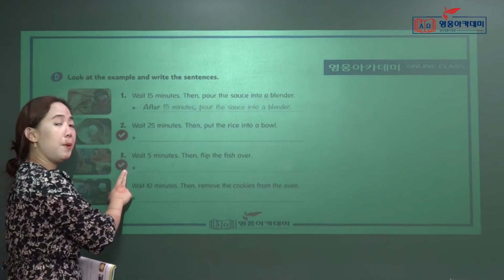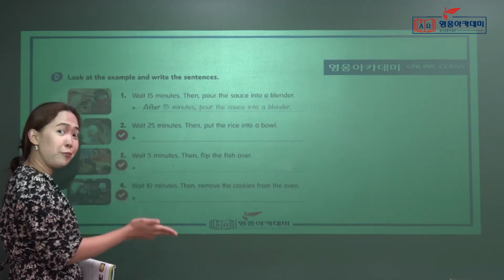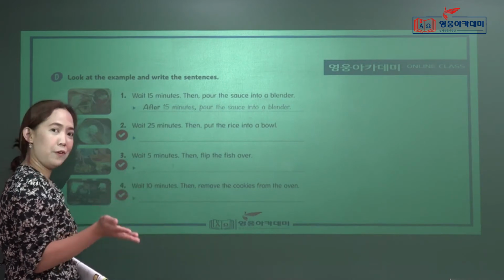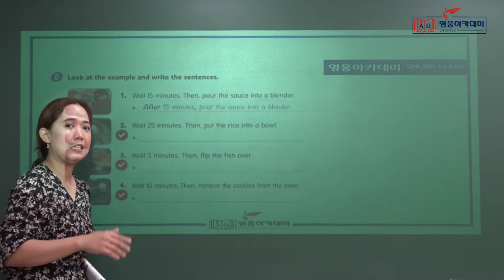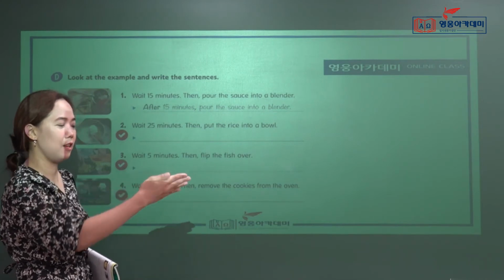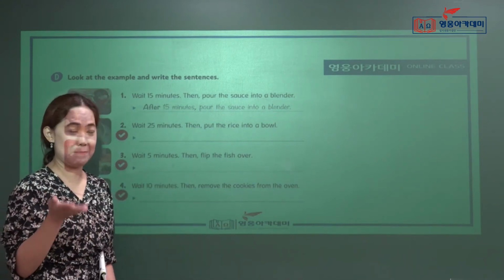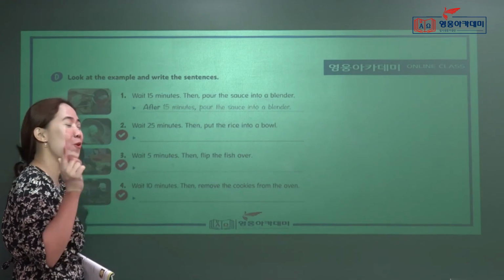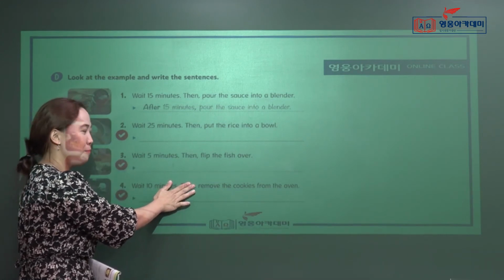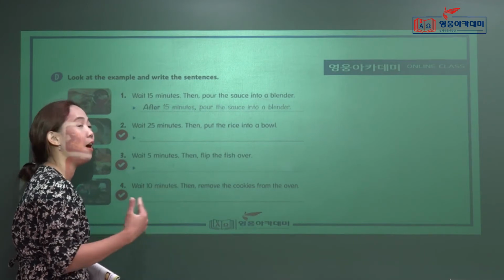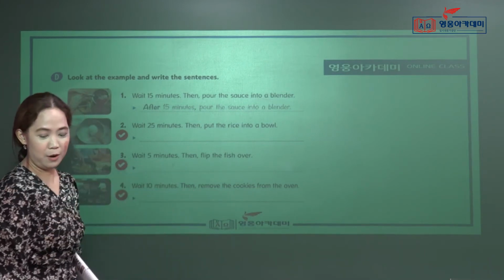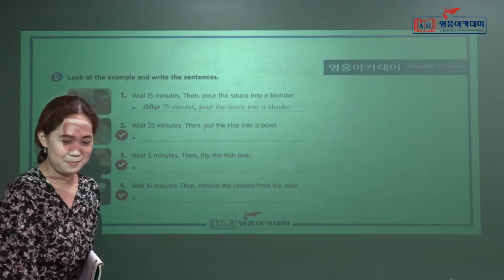All right, what about for number 3? How do we answer this? After 5 minutes, flip the fish over. What is flip, guys? Right, so if you're frying your fish, you turn it like this. That is flip, right? Okay. Number 4, after 10 minutes, remove the cookies from the oven. What is remove? It's to take it out from the oven, okay? Right, are you guys finished with that?